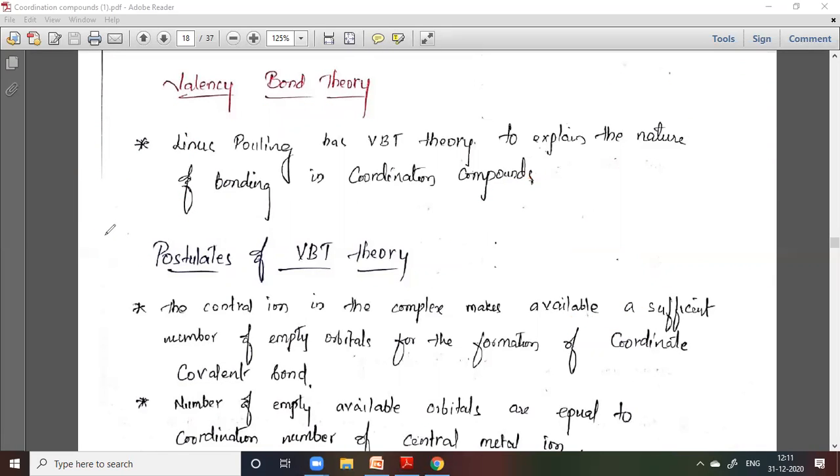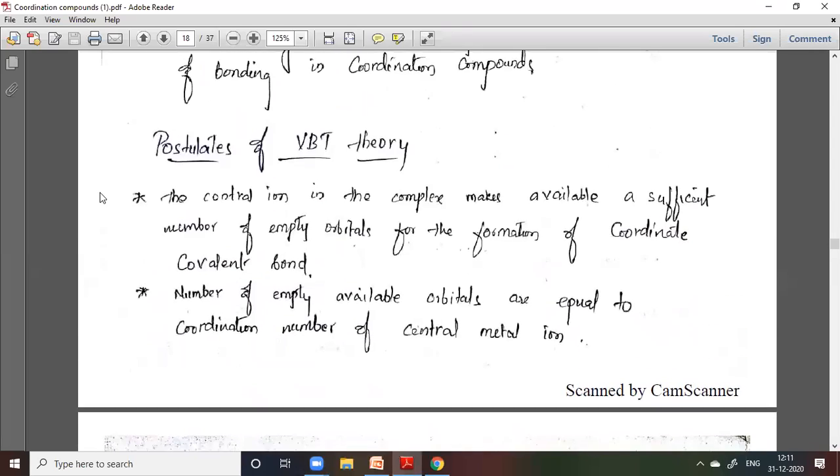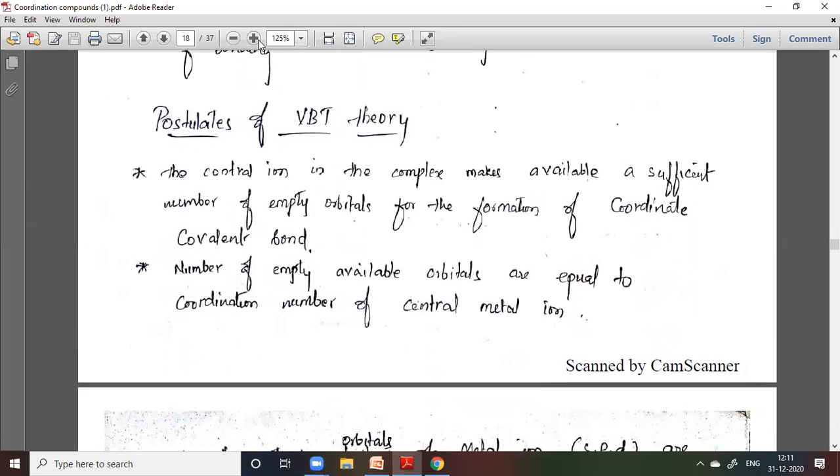So let us understand what is VBT theory. This is also called valence bond theory, which is given by Linus Pauling. Linus Pauling is a scientist. He gave this particular VBT theory, valence bond theory. So let us continue with the postulates of the VBT theory. First let us see the postulates so that we will understand all these things. First, what is actually VBT theory? Valence bond theory.